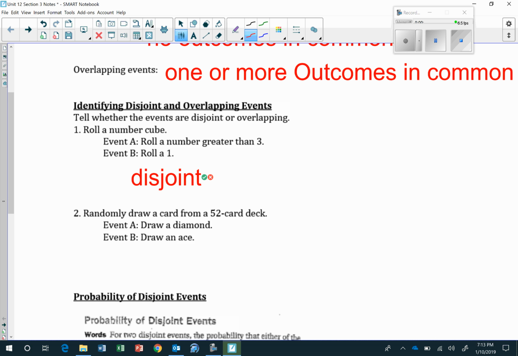For number 2, it says randomly draw a card from a 52 card deck. The first event is to draw a diamond. The second event is to draw an ace. There is an ace of diamonds, so these are overlapping events. You could have a diamond. There's also an ace.